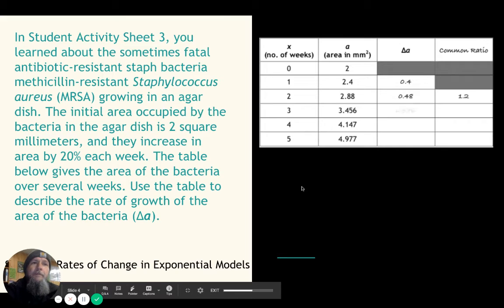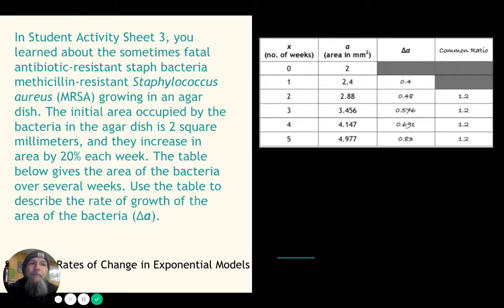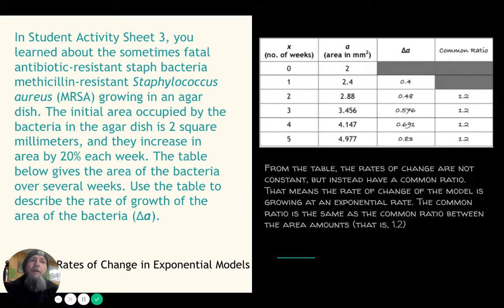Okay. And as you can see, as we move on, that common ratio remains the same. From the table, the rates of change are not constant, but instead they have a common ratio. This means the rate of change of the model is growing at an exponential rate. The common ratio is the same as the common ratio between the area and amounts. In other words, we can see that the exponential change in the area is the same exponential change in the change of the area.